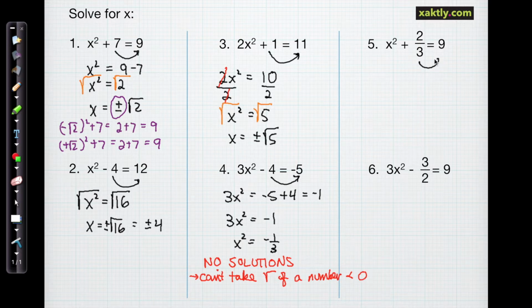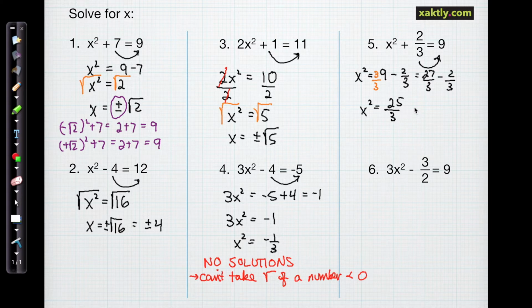Numbers 5 and 6 have fractions. So the first thing we'll do is subtract 2/3 from both sides of this equation. So x squared is 9 minus 2/3. We'll multiply the 9 by 3 over 3 to get a common denominator. So we have 27/3 minus 2/3 is 25/3.